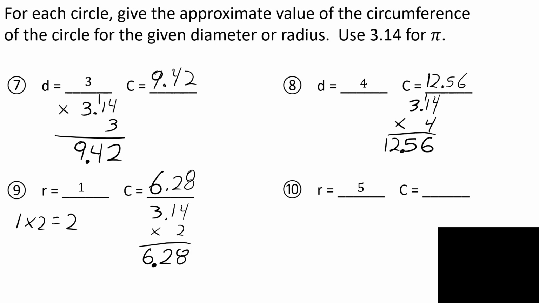What if the radius is 5? Well, I need the diameter. So 5 times 2 is 10. 3.14 times 10. Really don't need to do any work here, right? If I multiply by 10, I'm just going to move the decimal one spot. So it's going to be 31.4. All right, multiply by 10, you just move the decimal in one place. There we go.